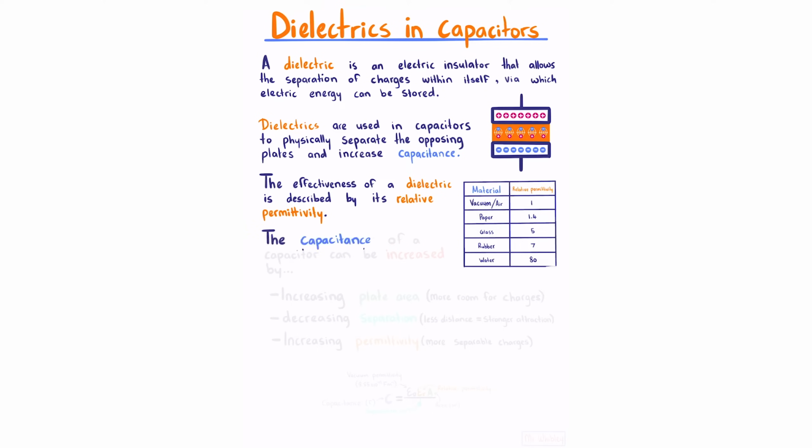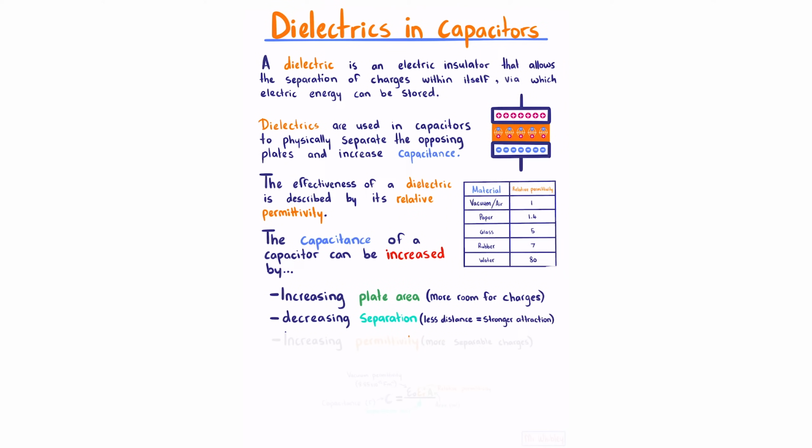The capacitance of a capacitor can be increased by increasing plate area, which makes more room for charges, decreasing the separation, since less distance means a stronger attraction, and increasing the permittivity, which results in more separable charges. The equation for our capacitance is equal to our permittivity, which is the vacuum permittivity, multiplied by the relative permittivity, multiplied by the area of the plates, and divided by the plate separation.